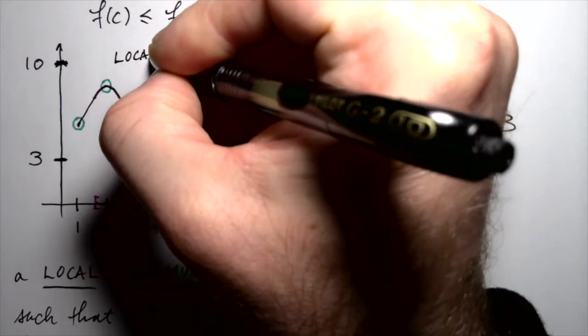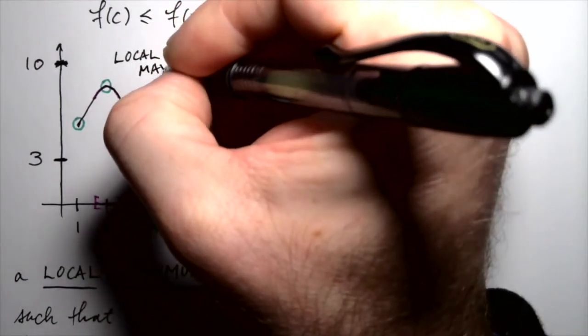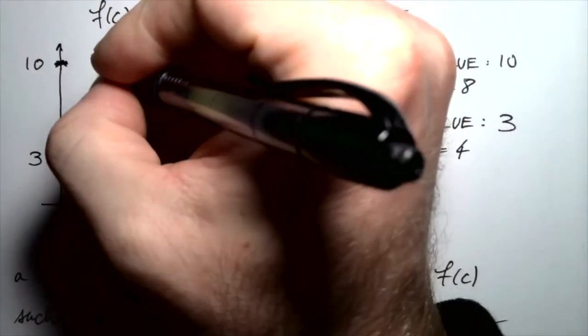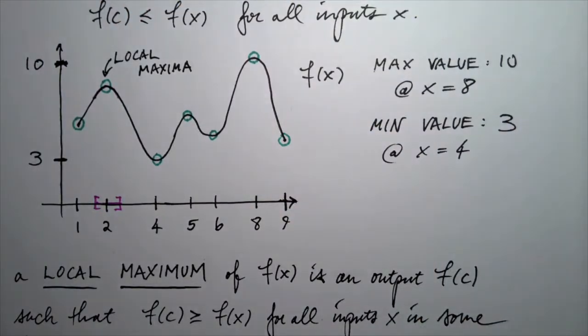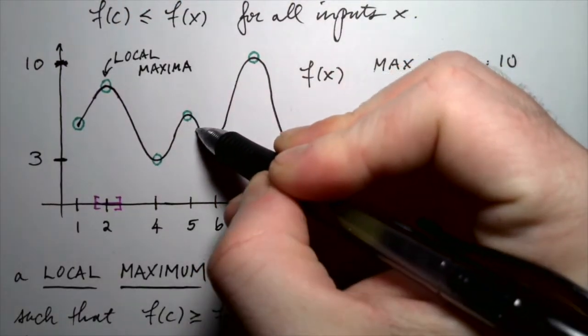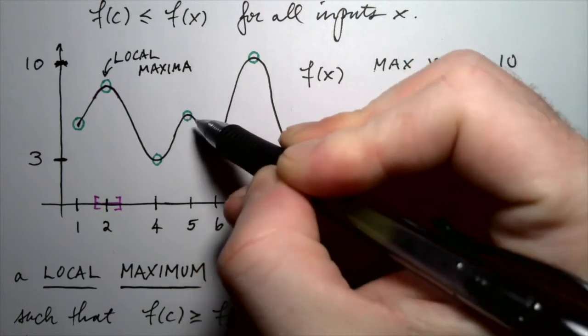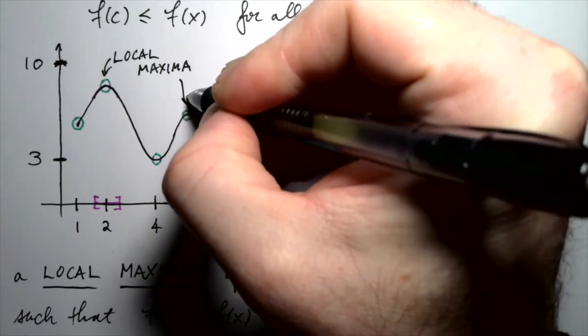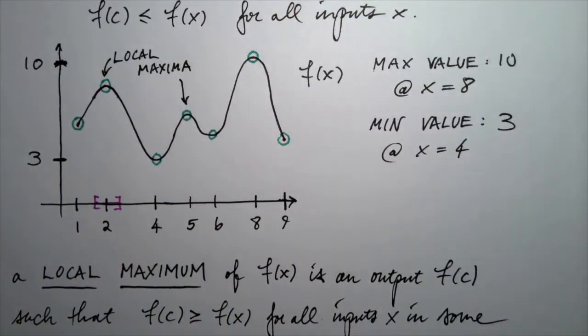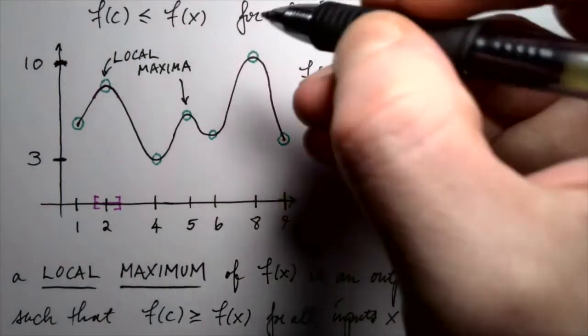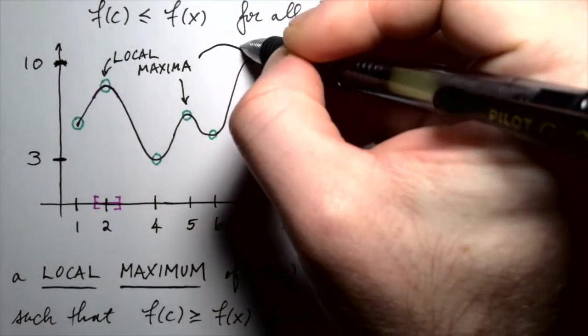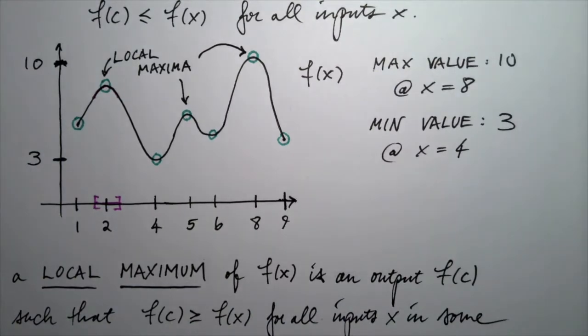So here I'm going to show you the local maxima. There is one, and there's another one right here because it turns around and goes down, right? So locally, in some interval near that point, it's larger than f of x for all inputs x in that interval. And the global maximum that we found is also a local maximum. That's a general fact. In general, a global maximum will be a local maximum as well.